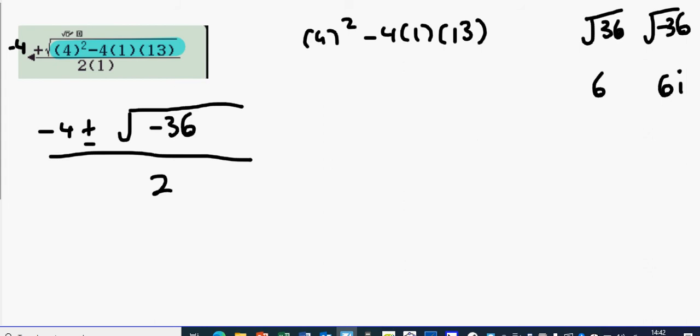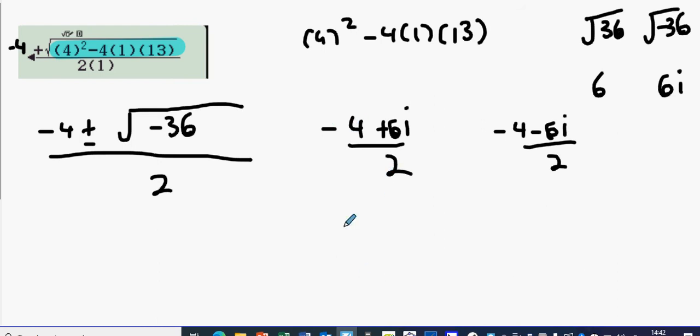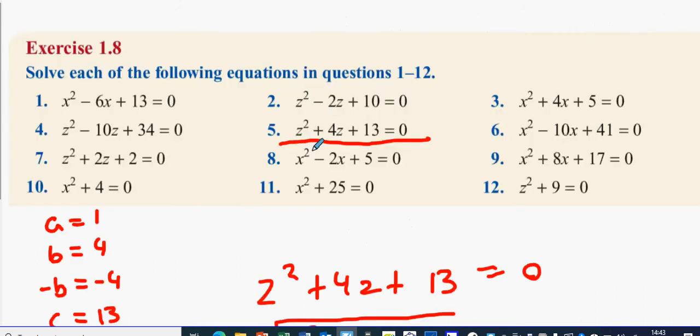We're now going to have minus 4 plus 6i over 2. And the other one's going to be minus 4 minus 6i over 2. What's 4 divided by 2? Minus 2. What's 6i divided by 2? 3i. For the other one? Minus 2 minus 3i. Alright, if I did question 5, you guys try question 7.